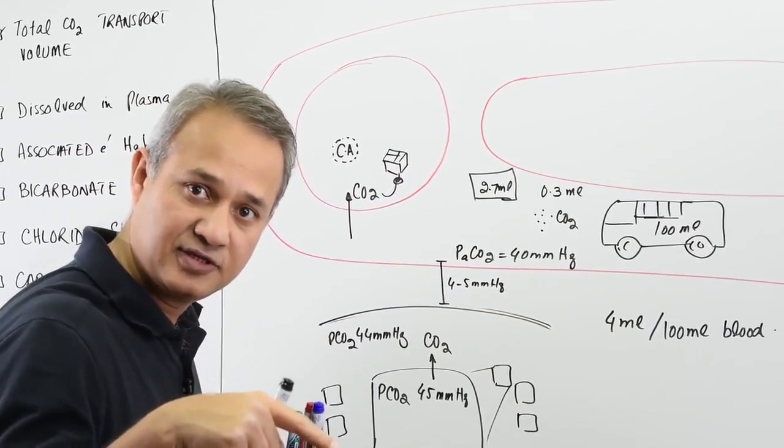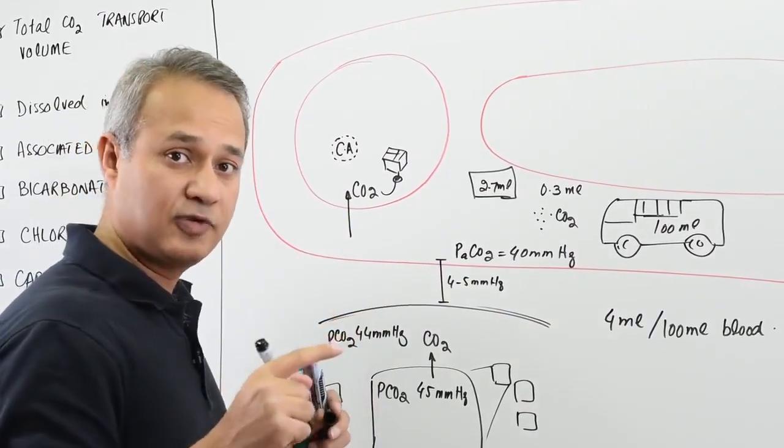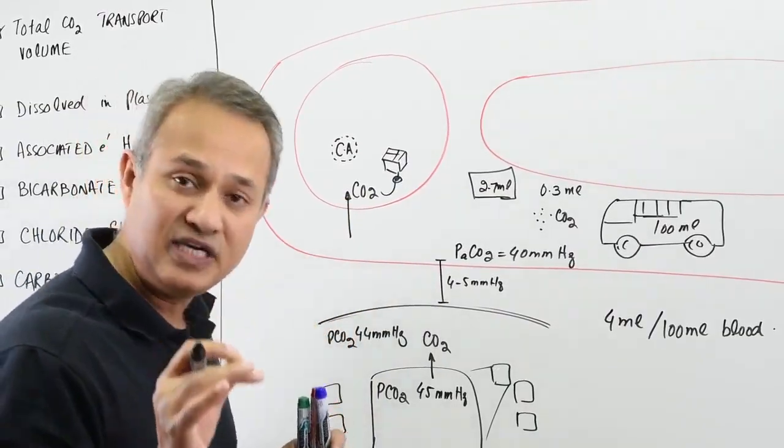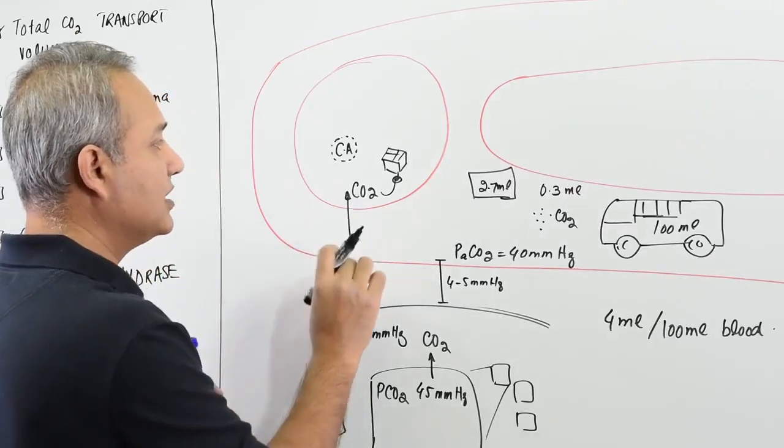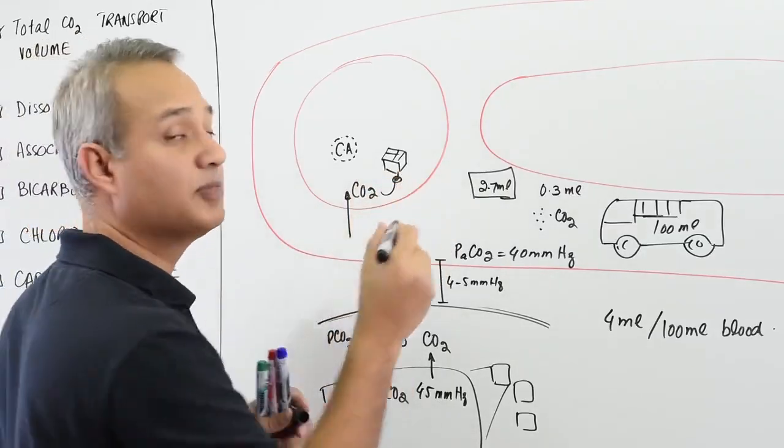Oxygen connects with the ferrous. This one does not connect with that. It actually connects with the amine residues in the hemoglobin protein. When it connects there, it makes carbamine.